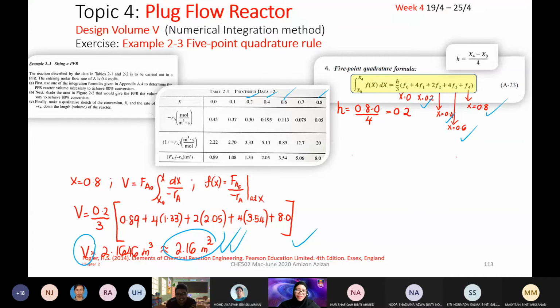Okay. Alright, just kidding. So Afsar, what is your answer? 5-point quadrature. Yeah, because?